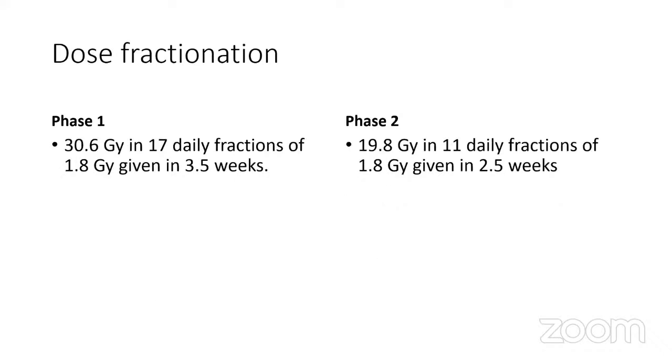And the dose recommended for the phase one is 30.6 gray in 17 daily fractions of 1.8 gray, which is given over 3.5 weeks. And for phase two, we go for 19.8 gray in 11 fractions at 1.8 gray over 2.5 weeks, so amounting to a total dose of 50.4 gray.